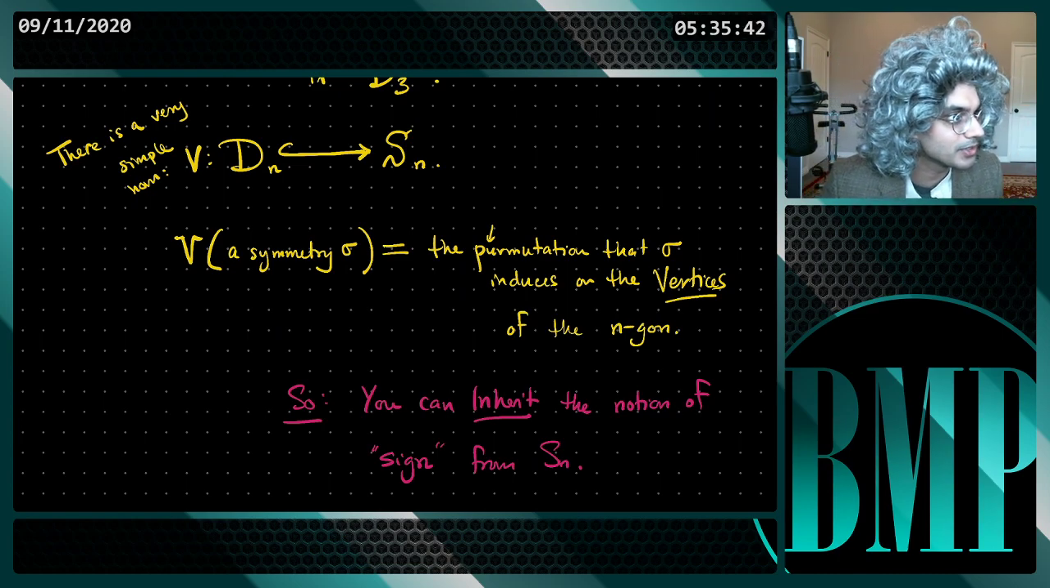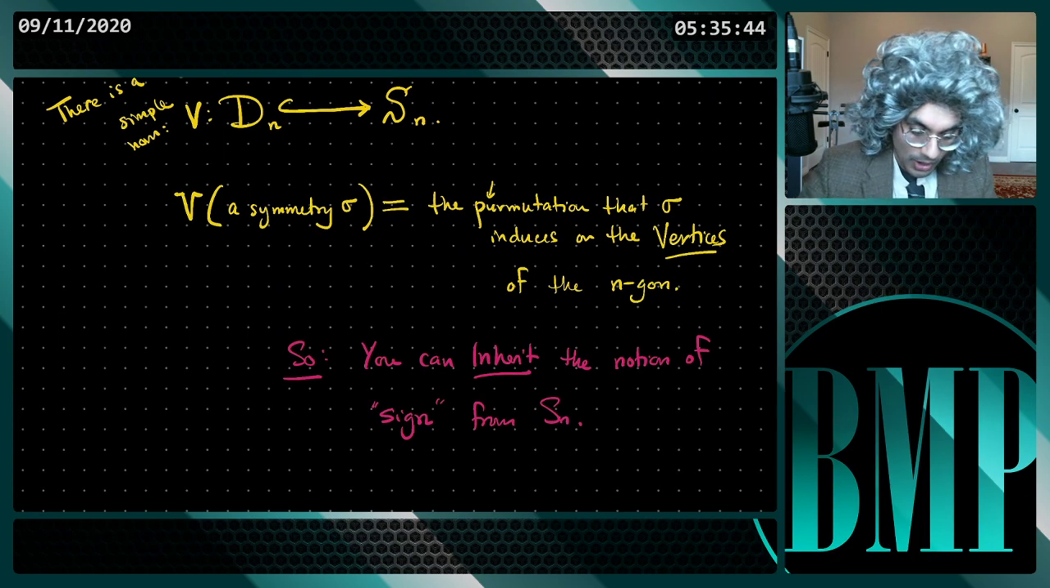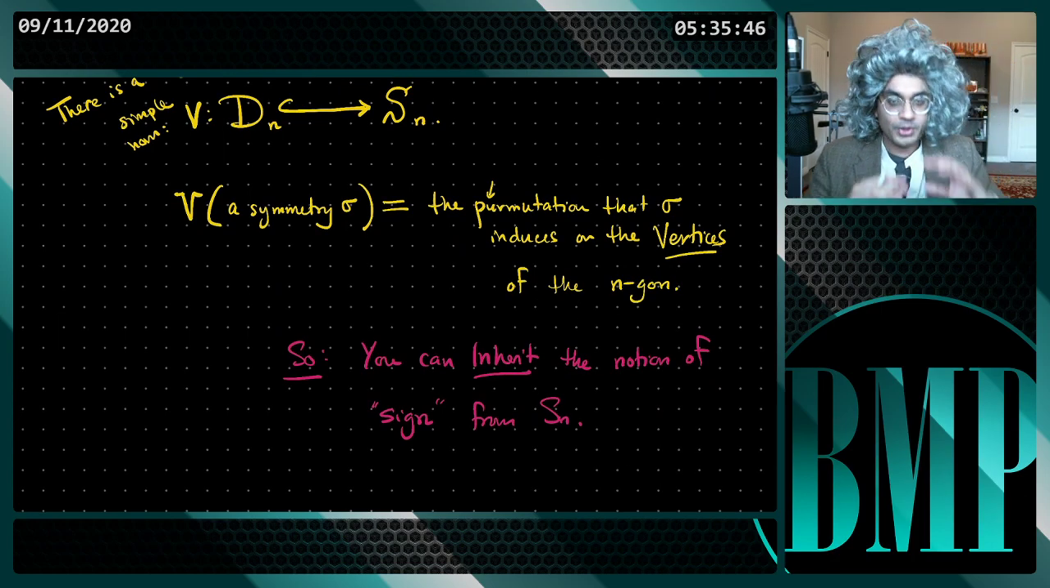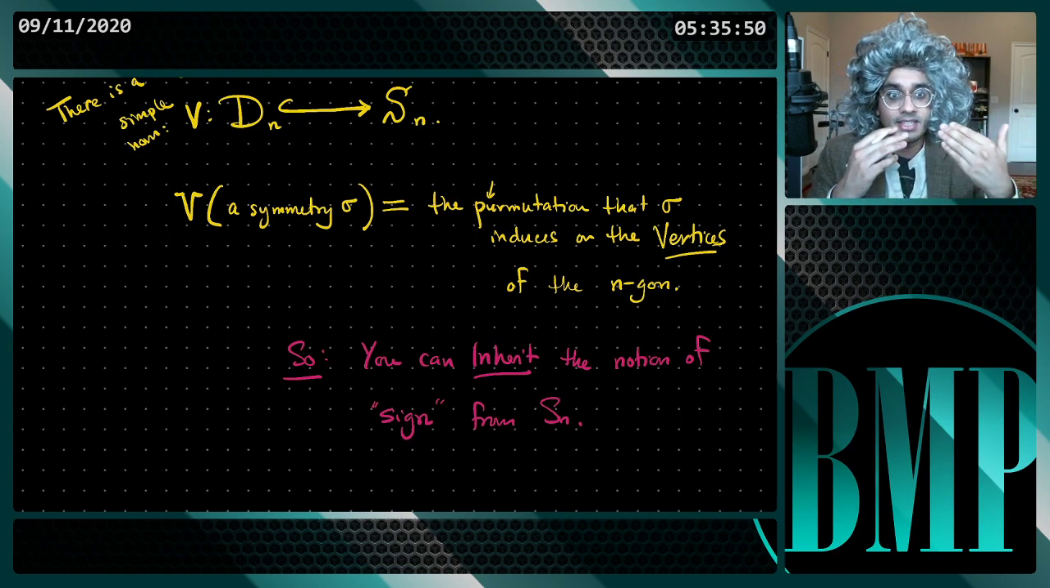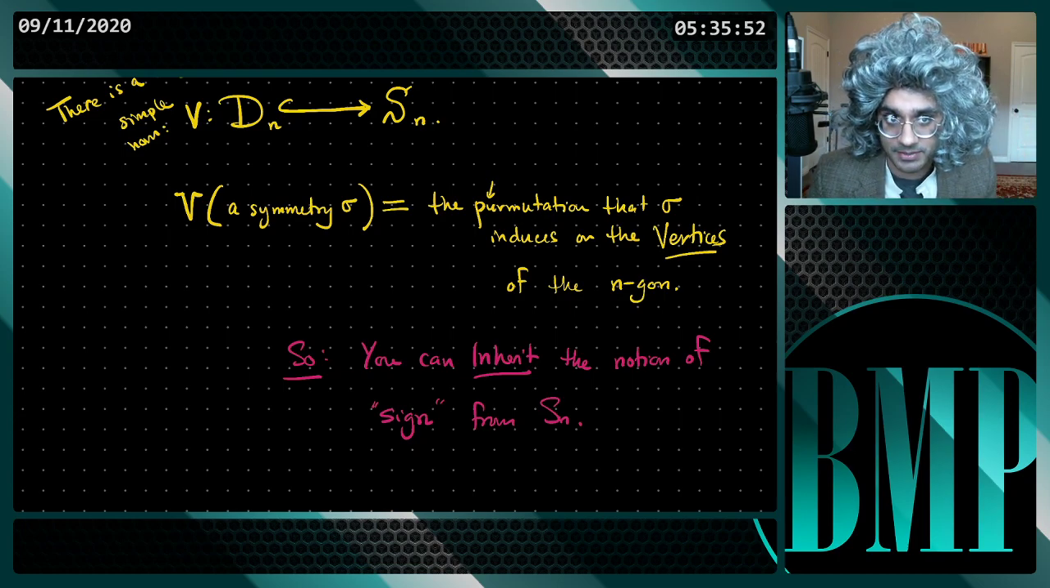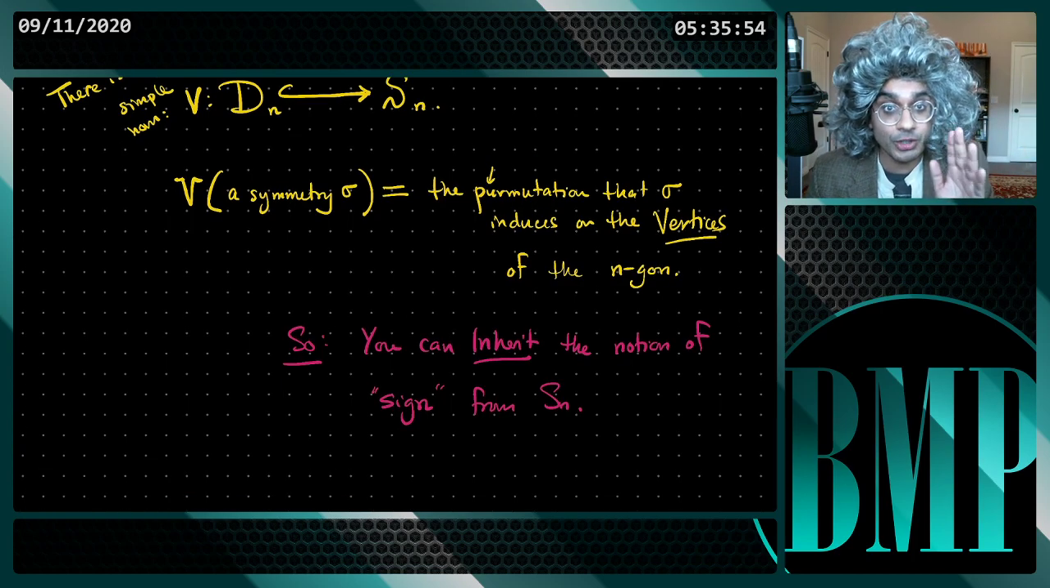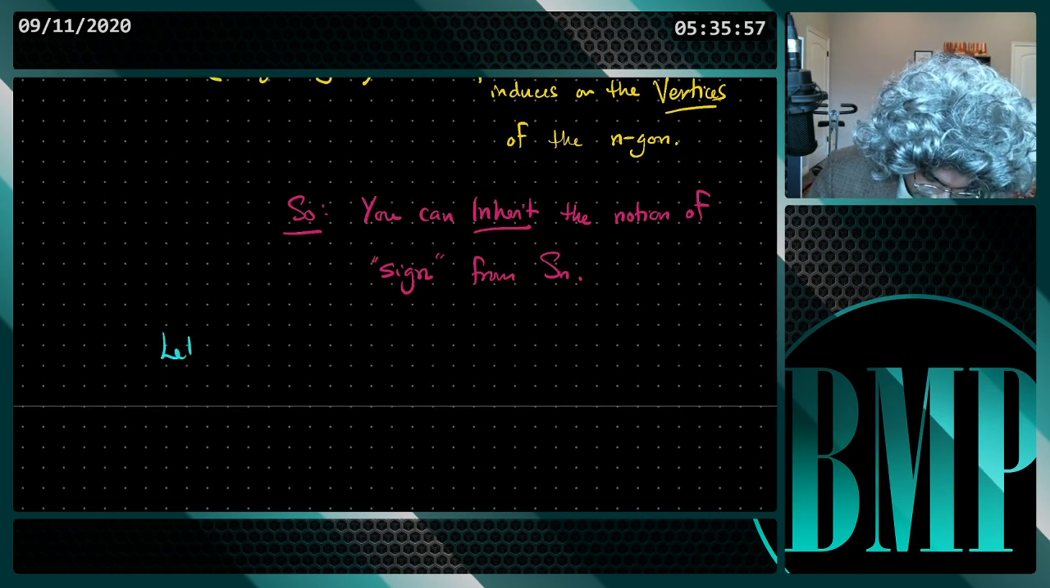Okay, so Sloth. Okay, good. Yes. So in other words, symmetries of the n-gon inherit the notion of sign from S_n. They can inherit it. And now I'll tell you what it is. Let me tell you what it is in pictures.